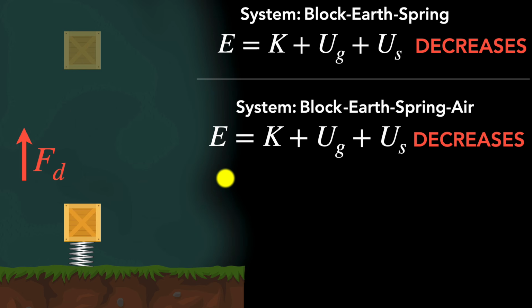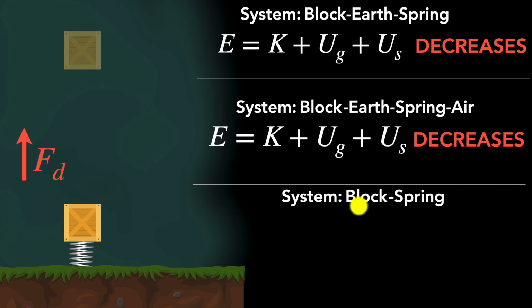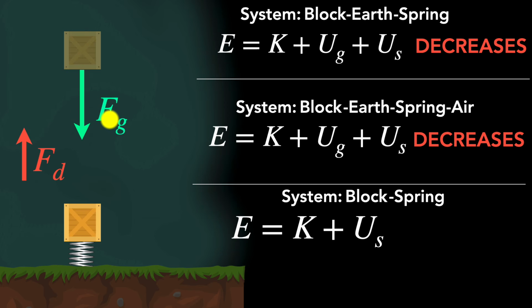Okay, last question. What if you consider the system of just the block and the spring this time? What will happen to the mechanical energy? All right, this time our mechanical energy consists of the kinetic energy and the spring potential energy. So spring force, we don't have to worry about it. It will conserve the mechanical energy. But gravity is no longer a part of our system. It's an external force, so we have to worry about it.